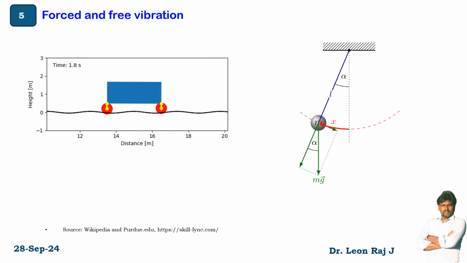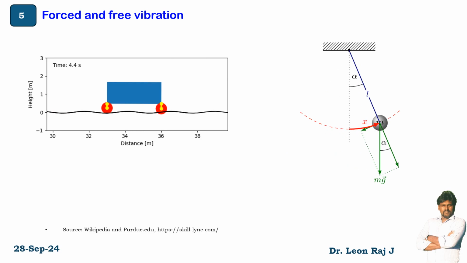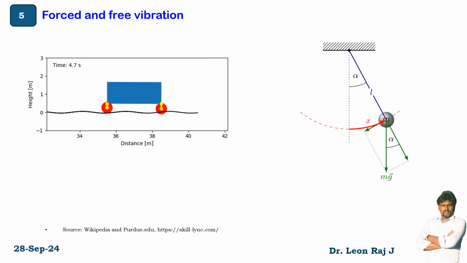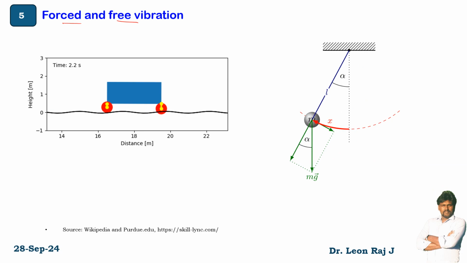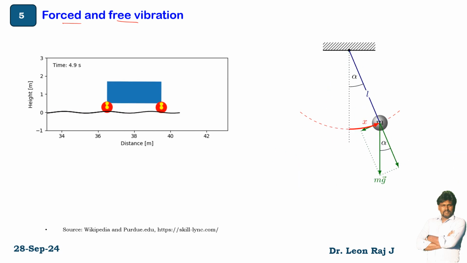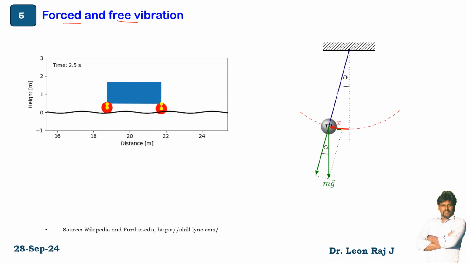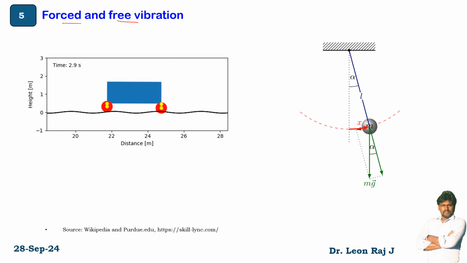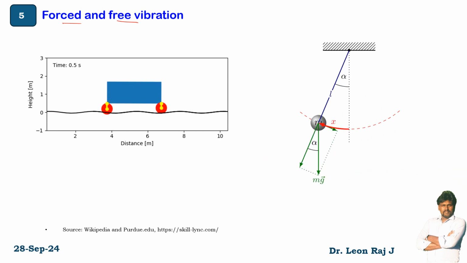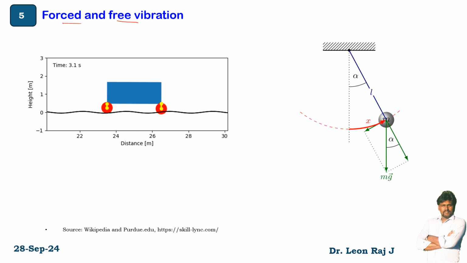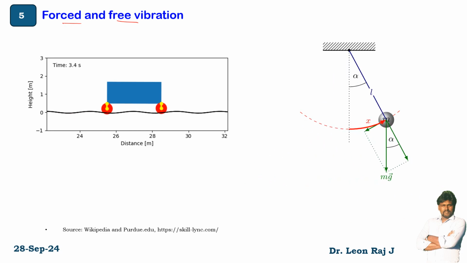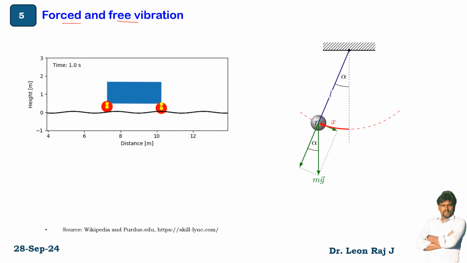So another type of problems we solved in this lecture. In the coming lectures, will be forced and free vibration. So this is a simple pendulum subjected to free vibration, and this is the vehicle moving on the undulated road. So this is nothing but a forced vibration.